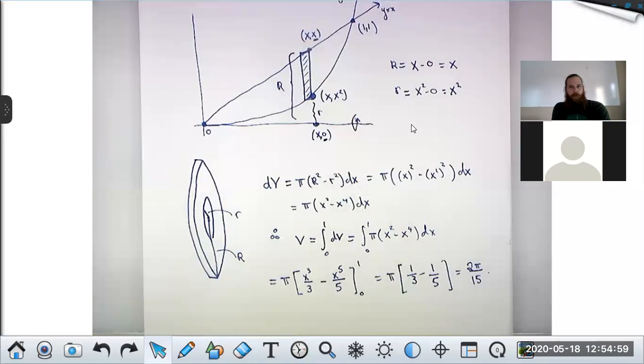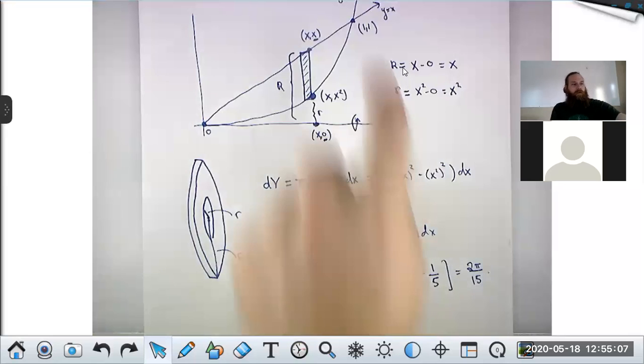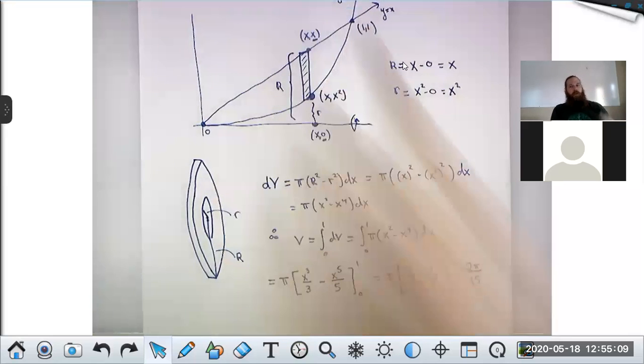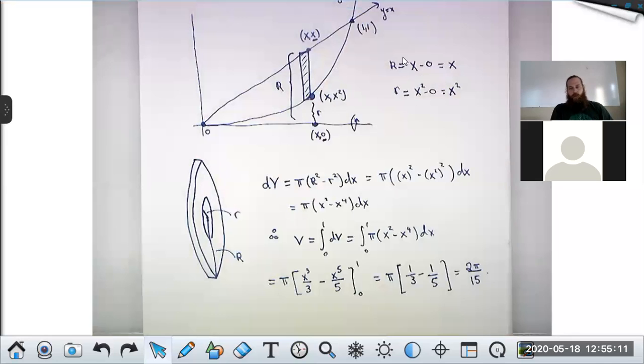How did I know the point of intersection? It's something that I happen to know off the top of my head, that x squared and x intersect at the point 1 comma 1. Otherwise, I would have had to set those two equal to each other and solve. But yeah, y equals x and y equals x squared touch when x is equal to 1. Sorry, I kind of shoved that in there. So yeah, 2 pi over 15 would be our final answer.